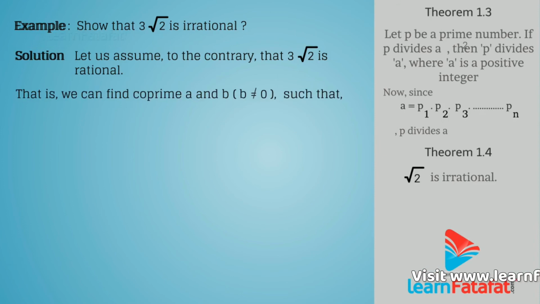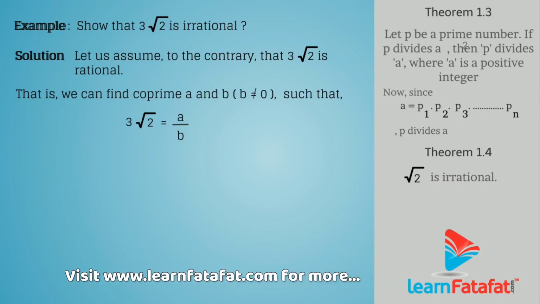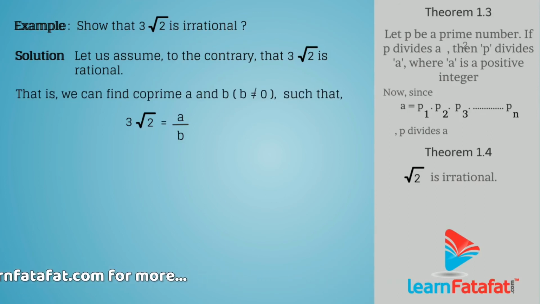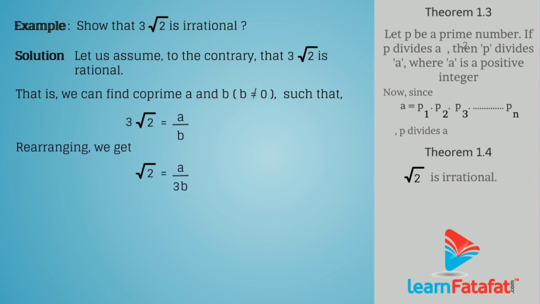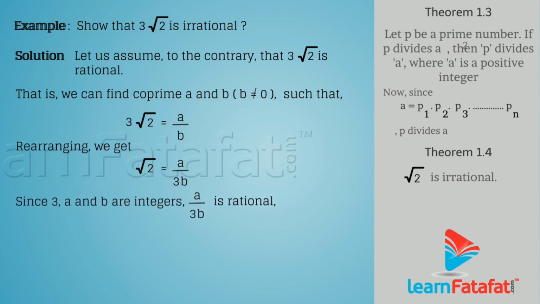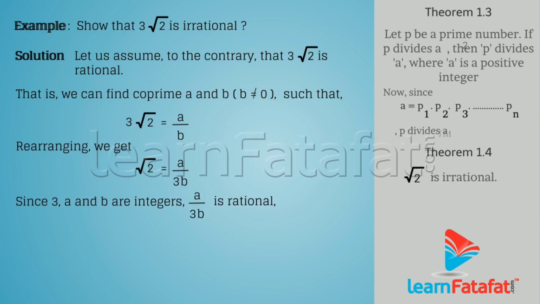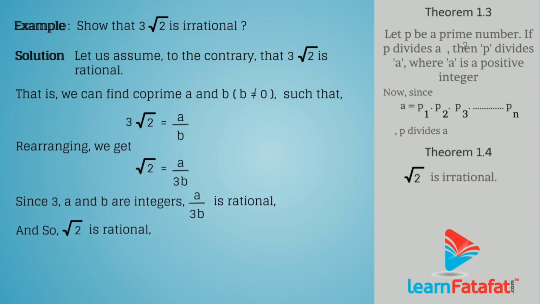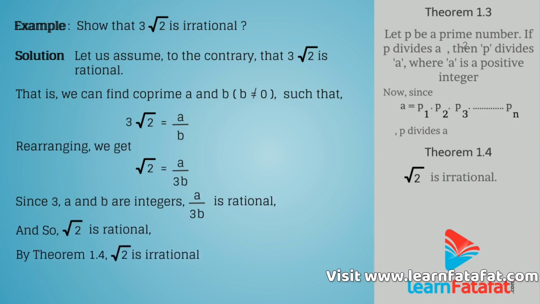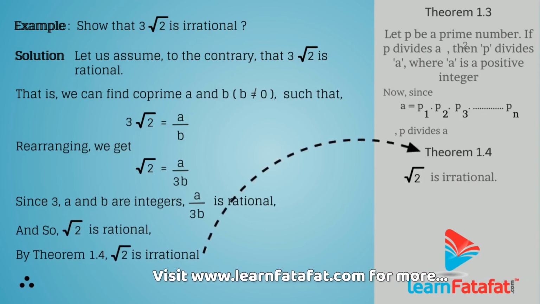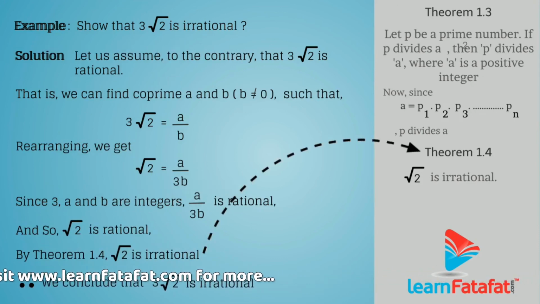That is, we can find coprime A and B, where B is not equal to 0, such that 3 root 2 is equal to A by B. Rearranging, we get root 2 is equal to A by 3B. Since 3, A and B are integers, A by 3B is rational, and so root 2 is rational. But by Theorem 1.4, root 2 is irrational. So we conclude that 3 root 2 is irrational.